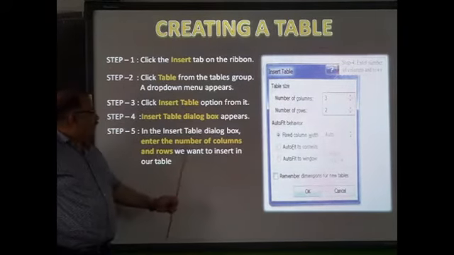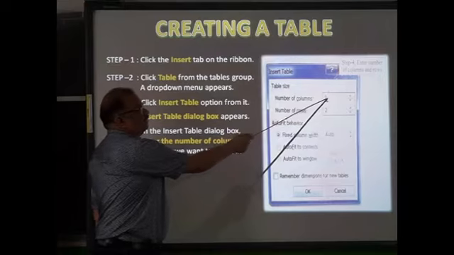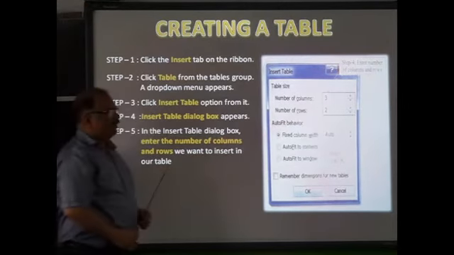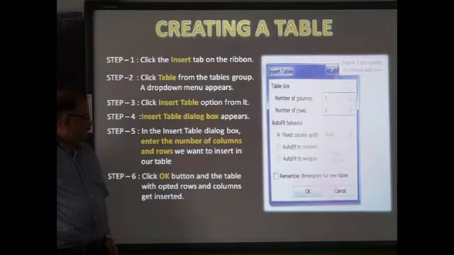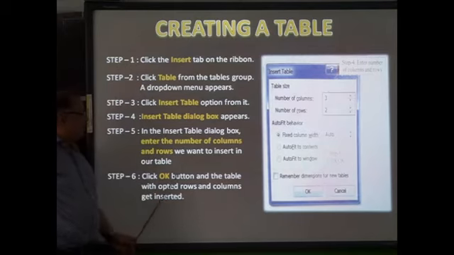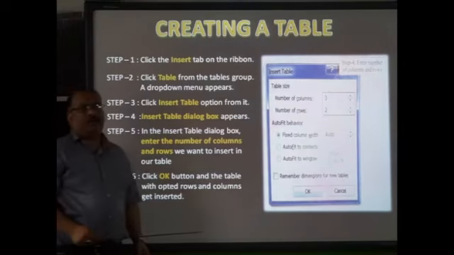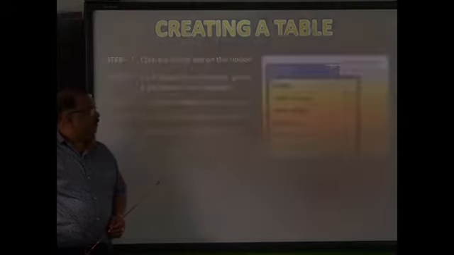In the insert table dialog box, enter the number of columns and rows we want to insert in a table. So you have to fix it. Write anything, whatever you want, 6, 7, a number of rows. Once everything is done, when we have given the number of columns and rows, then you can click this OK button. Click OK button and the table with opted rows and columns is inserted. So once you click OK button, your table is ready. It will come on the screen.